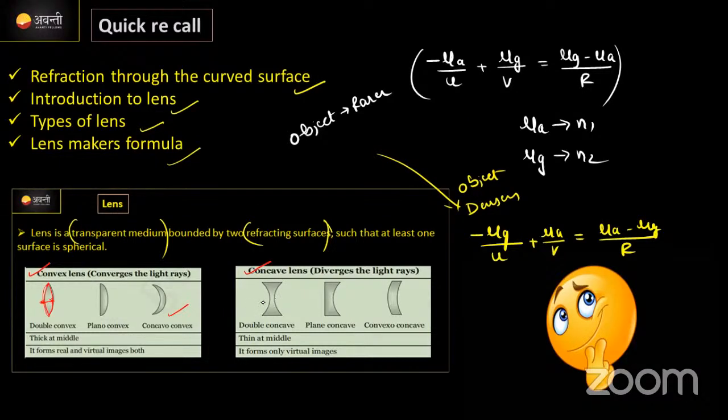Coming to the next point, the concave lens. What is a concave lens? Physical property: at the midpoint it should be thin and at the edge point it should be thick. This kind of material we call a concave lens. Concave lens may be three types: double concave, plano concave, convexo concave. And then a convex lens will form real and virtual images, and a concave lens always forms virtual images. Clear?